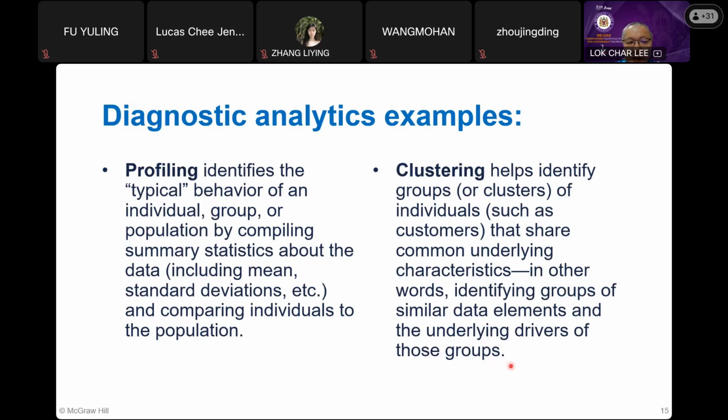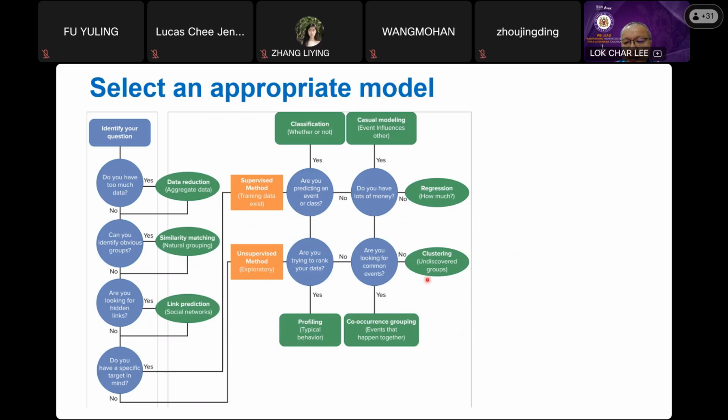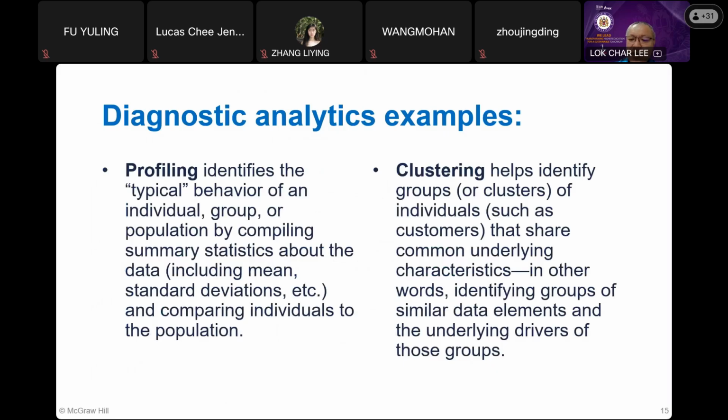Both of these, profiling and clustering, are under unsupervised machine learning, because we don't have a target in mind. So next time when people ask you, what is machine learning? Then you say, are you talking about supervised machine learning or unsupervised machine learning? The difference is, do you have a target in mind? If you don't have a target in mind, then it becomes unsupervised.